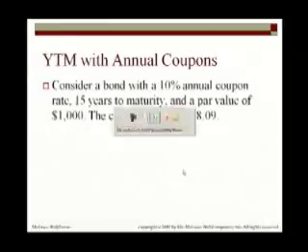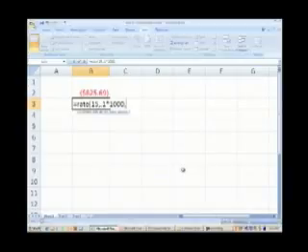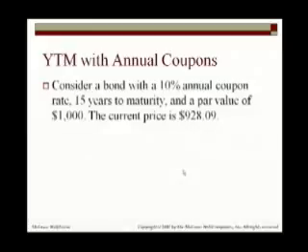And the first thing that goes in is the number of periods, and this is a 15-year bond. And the next thing that goes in is the payment, and this is a 10% bond, so we'll take 10% times 1,000. And the next thing that goes in is the present value, and in this case the present value is $928.09.